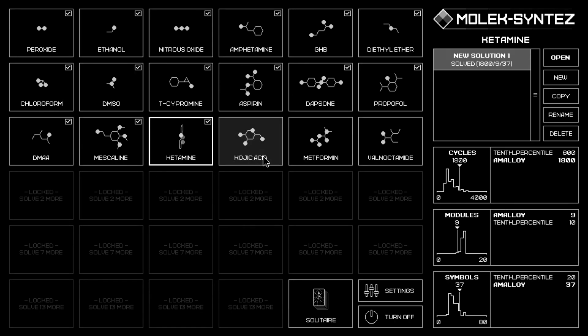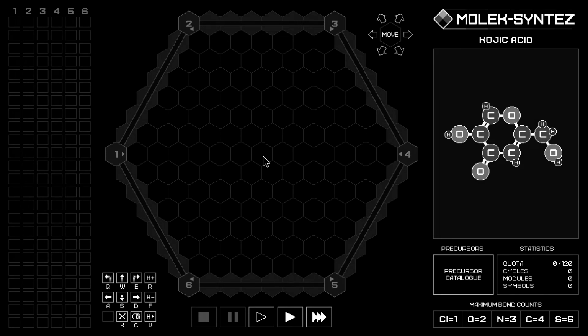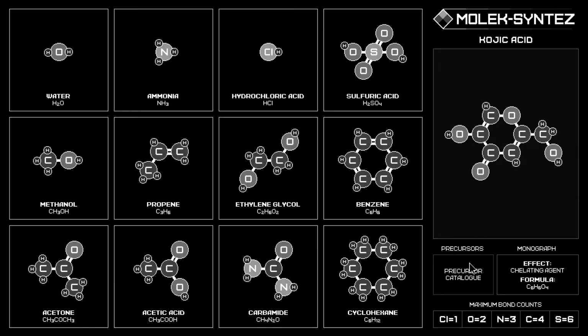We're gonna make Kojic acid today, hopefully, anyway. What is Kojic acid? I still don't know, it's a chelating agent. Chelating? It's a mystery, who knows? Alright, we gotta look up what the hell is a chelating agent? Chemical compounds that react with metal ions to form a stable, water-soluble complex.